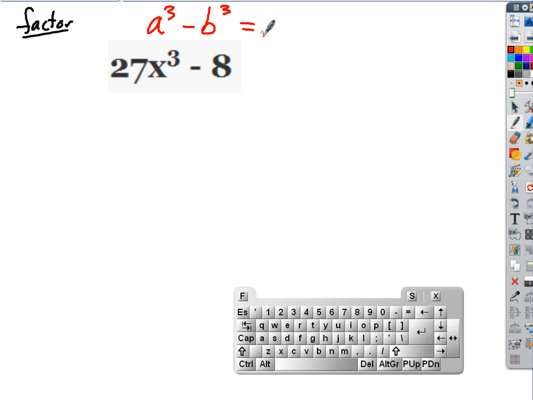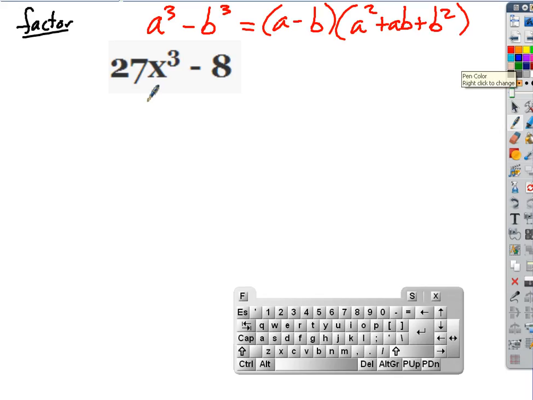So all we've got to do is figure out what's going to act as our A and what's going to act as our B for this case, and then follow that pattern. In other words, 27x cubed can be written as what quantity to the third power, and 8 can be written as what quantity cubed? 3 and 2. So when I distribute that power, 3 cubed is 27, and I need an x in there too, don't I? And over here I just need a 2. So 3x is acting like our A, 2 is our B, and we're just going to follow this pattern.